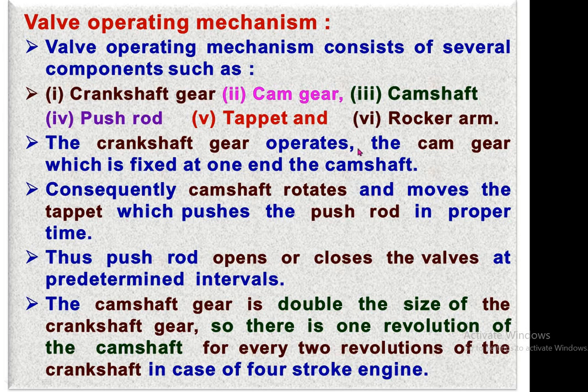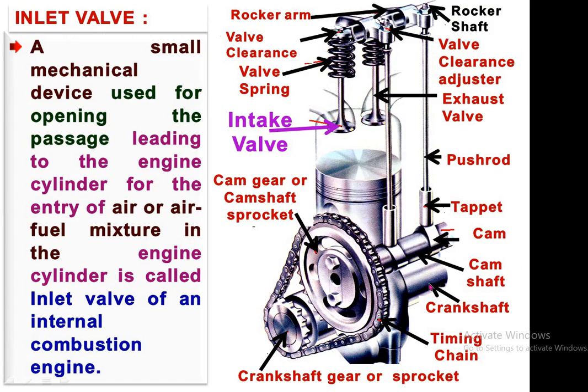The crankshaft gear operates the cam gear which is fixed at one end of the camshaft. See in the figure, this is the crankshaft and this is the camshaft. One gear of small size is mounted on the crankshaft and another gear of big size is mounted on the camshaft. So through either this gear mechanism or sprocket and chain mechanism, power from the crankshaft is available to the camshaft for rotating on its own axis, and this camshaft lifts the valve with this valve mechanism.